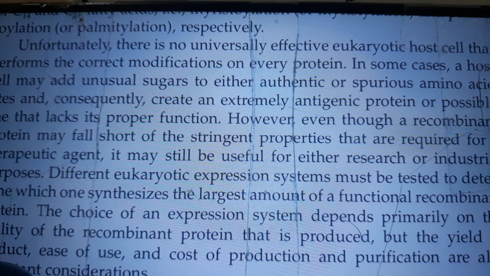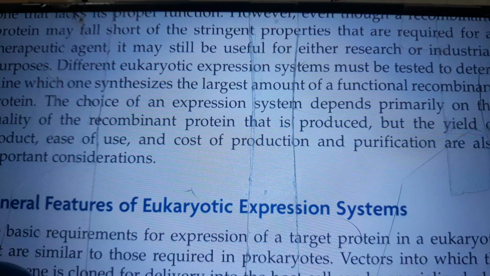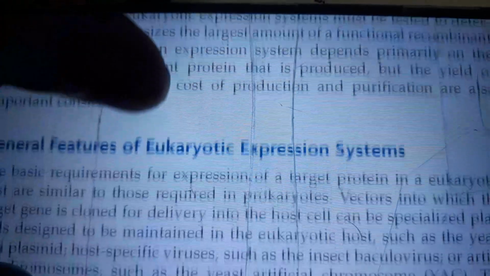Different eukaryotic expression systems must be tested to determine which one synthesizes the largest amount of a functional recombinant protein. The choice of an expression system depends primarily on the quality of the recombinant protein that is produced, but the yield of produced product, ease of use, and cost of production and purification are also important considerations.